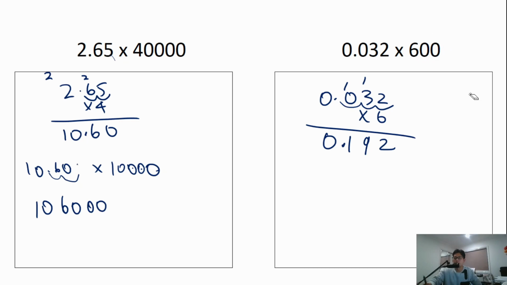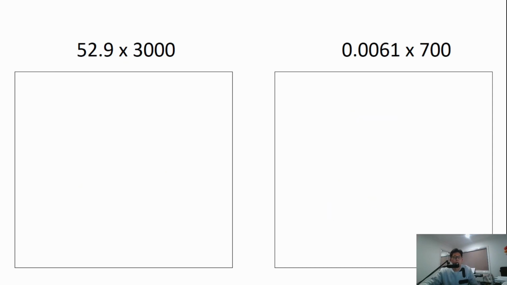And now I have to multiply it by the zeros we crossed out. So that's multiplying it by 100. So we have 0.192 times 100. That means you just need to push the decimal point back 2 places. That gives us 19.2. Alright, now pause the video here and have a go at these questions, and just unpause when you're ready to go through them with me.